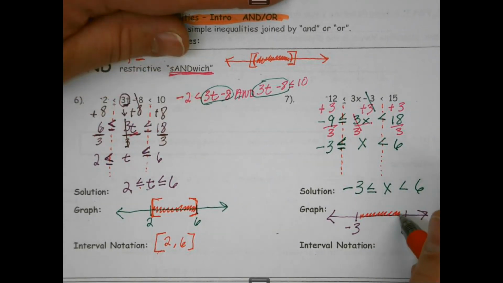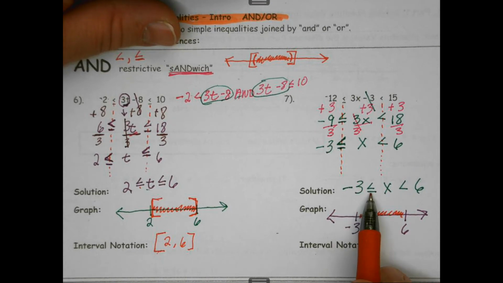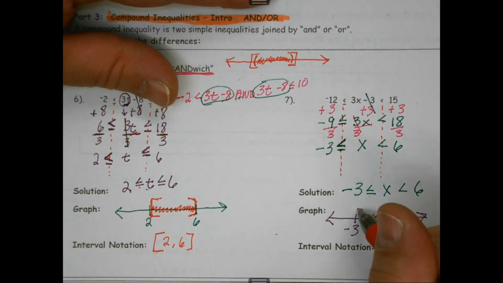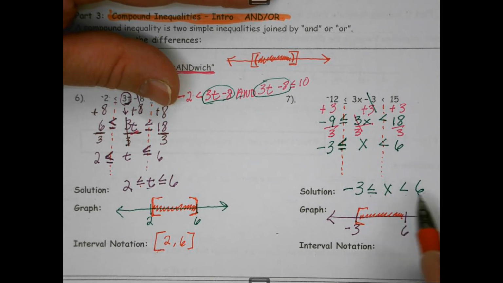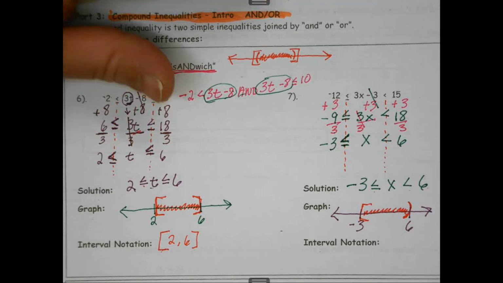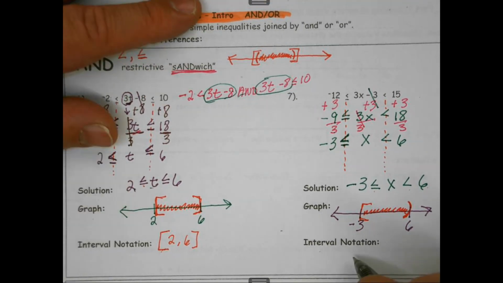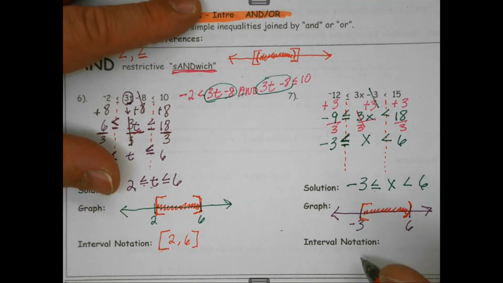Interval notation: bracket, -3, 6, parentheses. Okay, so that's the and statement.